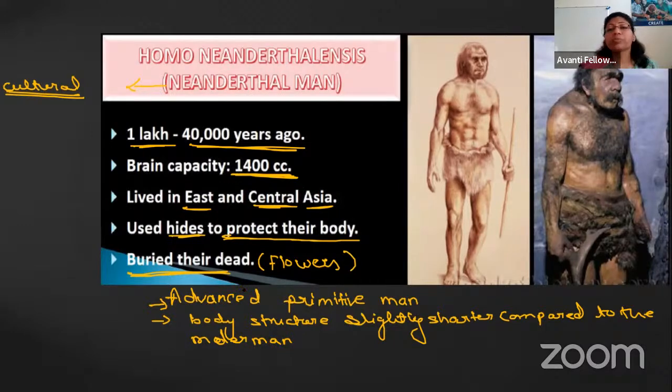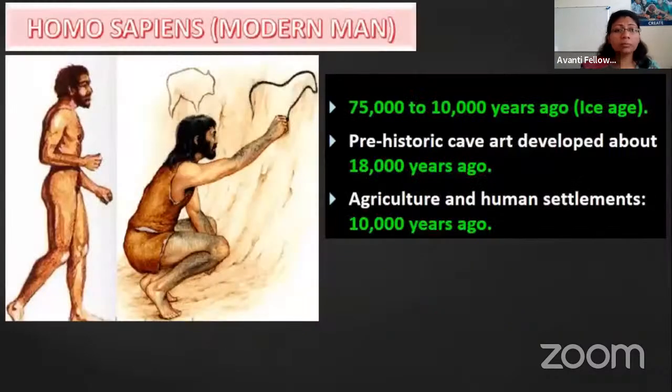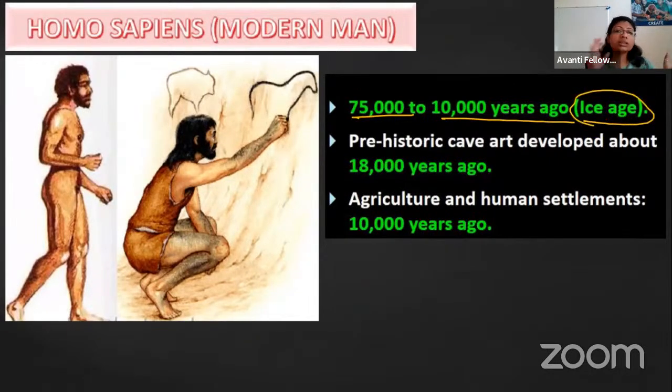Okay, now we are moving towards our last category, the last members of human evolution, that is us, the Homo sapiens, or the modern man. These members appeared 75,000 to 10,000 years ago, that means during the ice age. When the dinosaurs disappeared, we appeared.